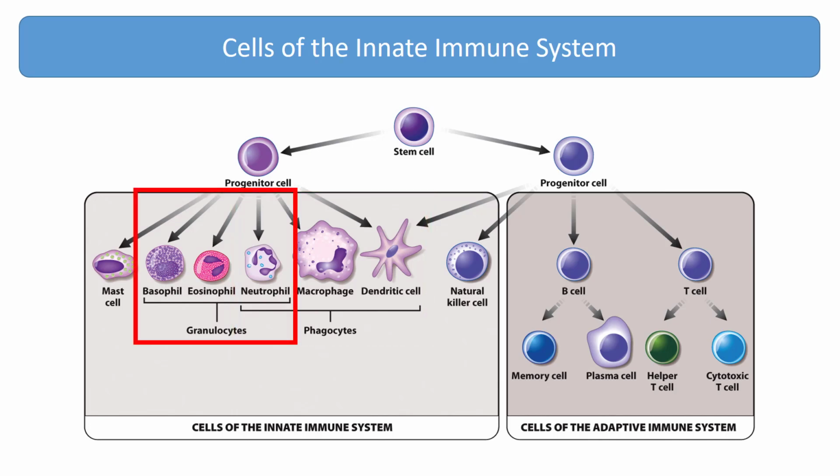In addition to neutrophils, granulocytes include eosinophils and basophils. These white blood cell types defend against parasitic infections, but also contribute to allergies. Mast cells release histamine, an important contributor to allergic reactions and inflammation.